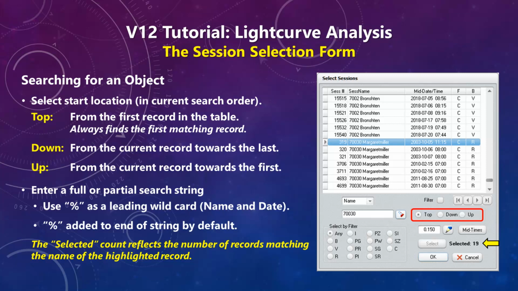Neither the up or down search wraps around. They always stop when they reach, respectively, the top or bottom of the table. This can give a false impression that there are no matching records. For example, if you choose down, then even though there might be 20 matching records, if they are all before the current record, they will not be found.